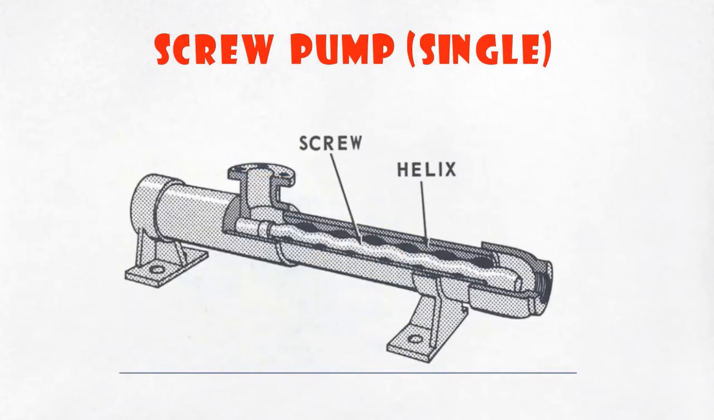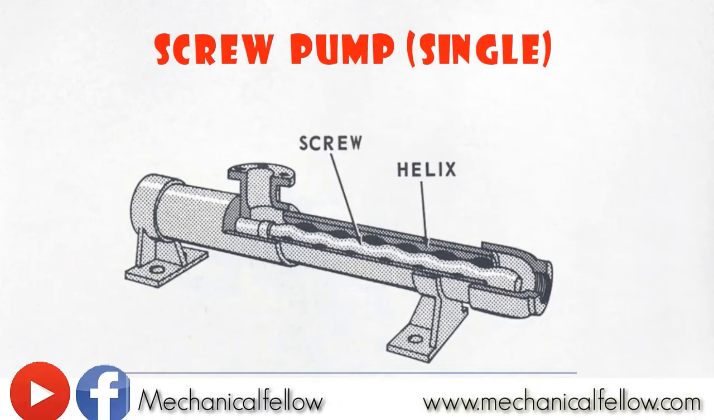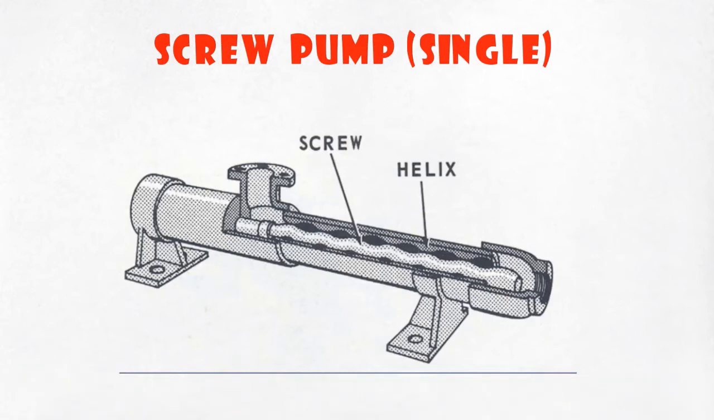This one is the single screw pump. In this pump, liquid is displaced by a single screw. As the screw turns, it maintains a sealed contact with the helix. Liquid is trapped between the screw and the helix, and then pushed ahead by the rolling screw.